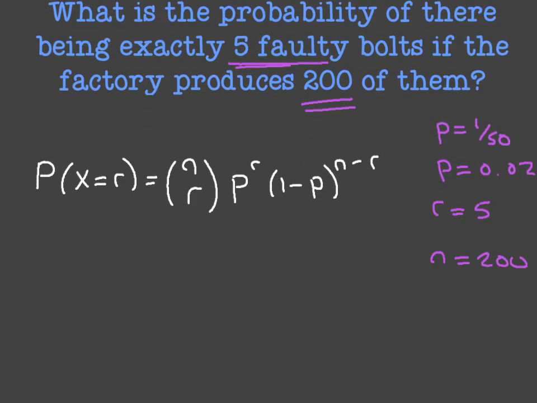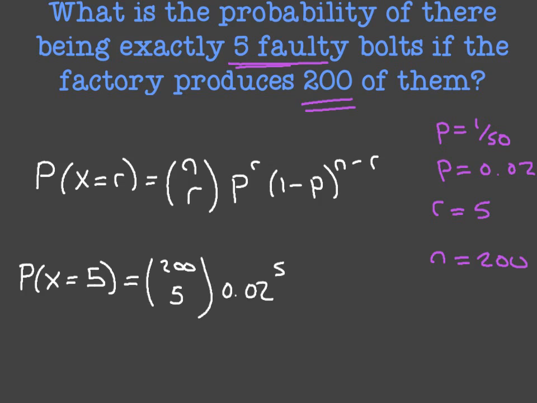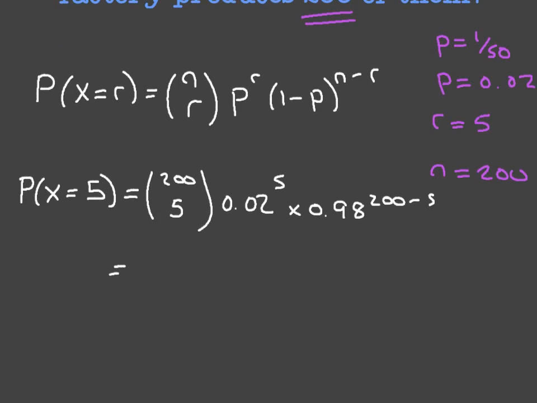Using all this, we can now go ahead and say that the probability of x being equal to 5 is equal to the binomial coefficient 200 choose 5 times 0.02 to the power of 5 times 0.98 to the power of 200 minus 5. Simplifying that last term a bit, that leads us to 200 choose 5 times 0.02 to the power of 5 times 0.98 to the power of 195.